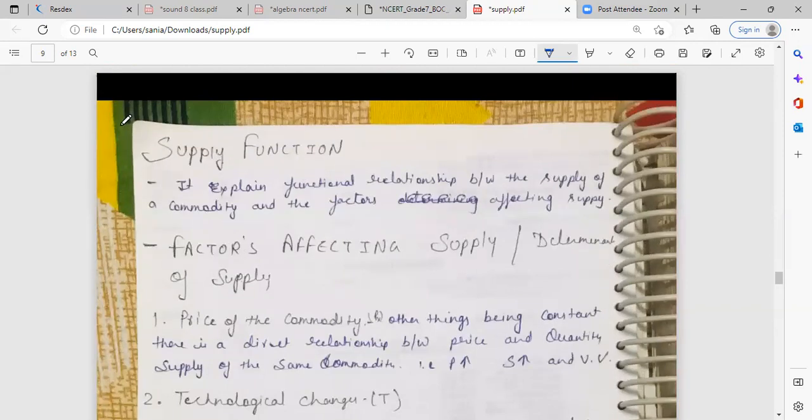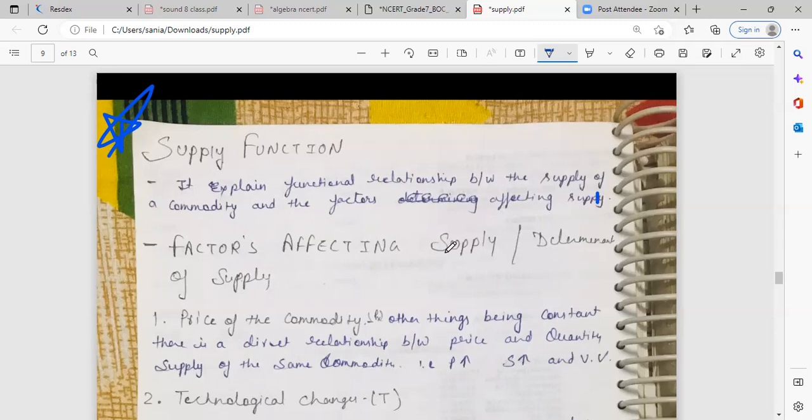First of all, you should remember one thing. This is very important: supply function. So ma'am, what is supply function? Very easy definition. Supply function basically explains the functional relationship between the supply of a commodity and the factors affecting supply. Clear? So what is a functional relationship? Supply function, basically, is a functional relationship between the supply of a commodity and the factors affecting the supply.